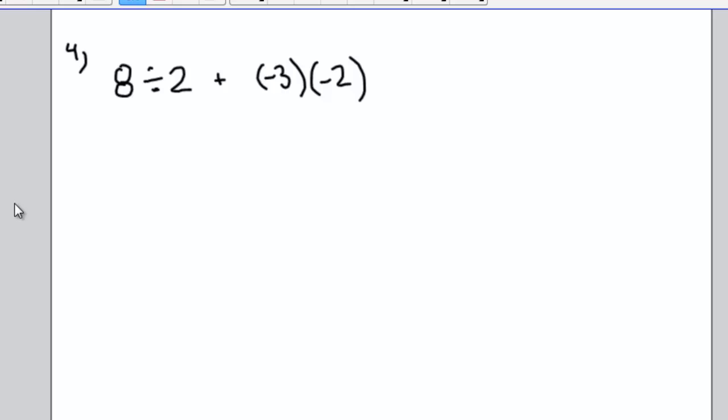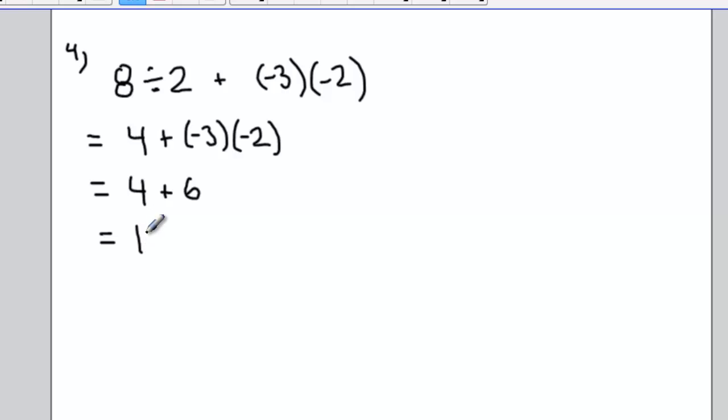So a question like this, 8 divided by 2 plus -3 times -2, BEDMAS tells me to take care of the divisions first. 8 divided by 2 is 4. And I'm adding to that -3 times -2. BEDMAS next tells me to take care of the multiplications. -3 times -2 is positive 6. Two negatives multiplied gives you a positive. And then finally we do the addition. 4 plus 6 is 10.